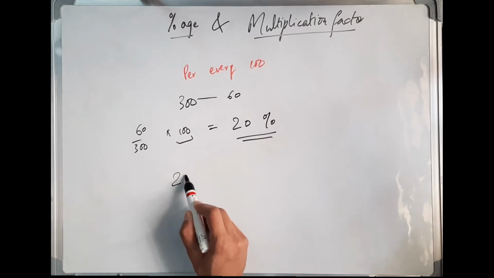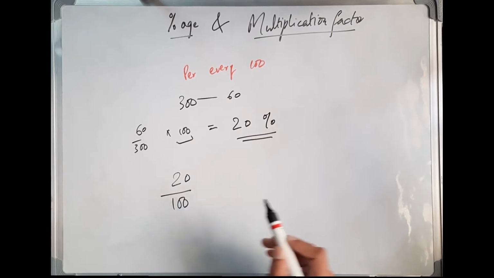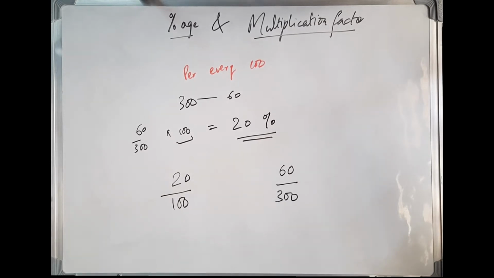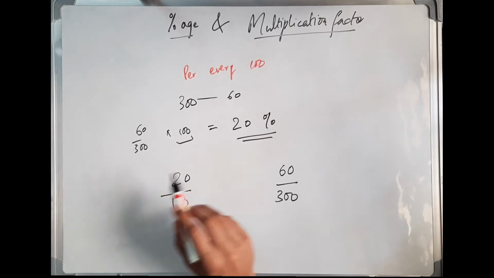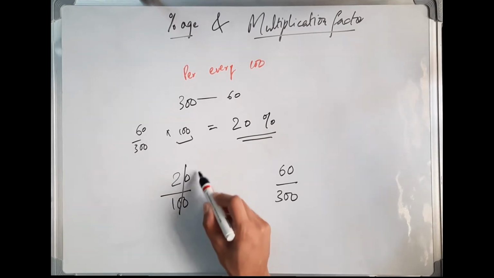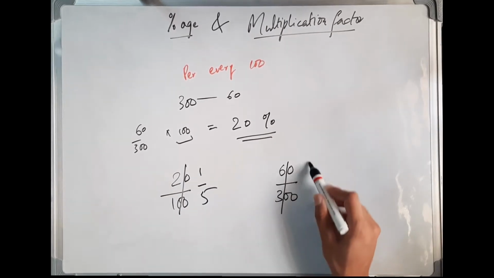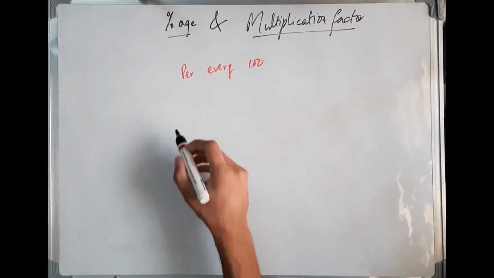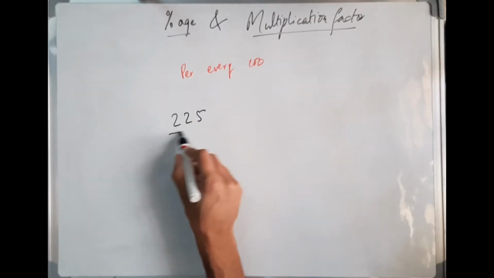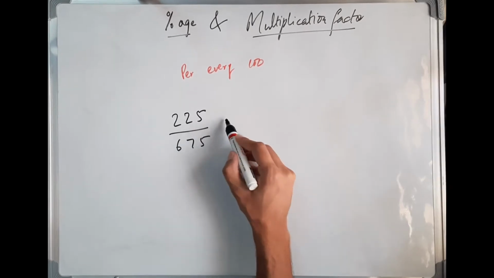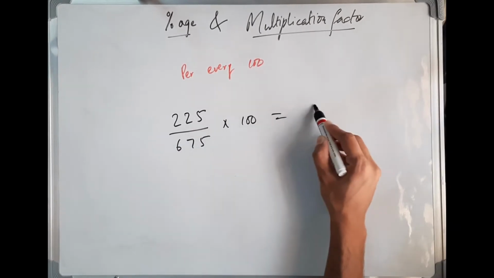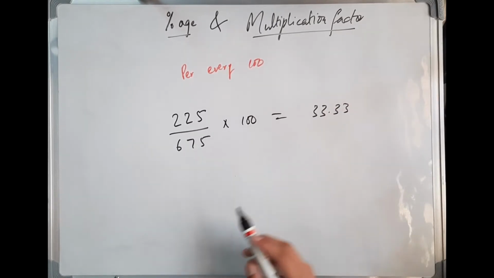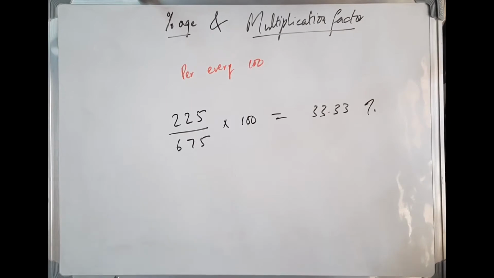So 20 over 100 is similar to 60 over 300. This is the observation we have made from this calculation here. So this is equal to 1 by 5 and this is also equal to 1 by 5. I'll take one more example. 225 divided by 675 multiplied by 100 gives us 33.33. So 225 is 33.33% of 675.